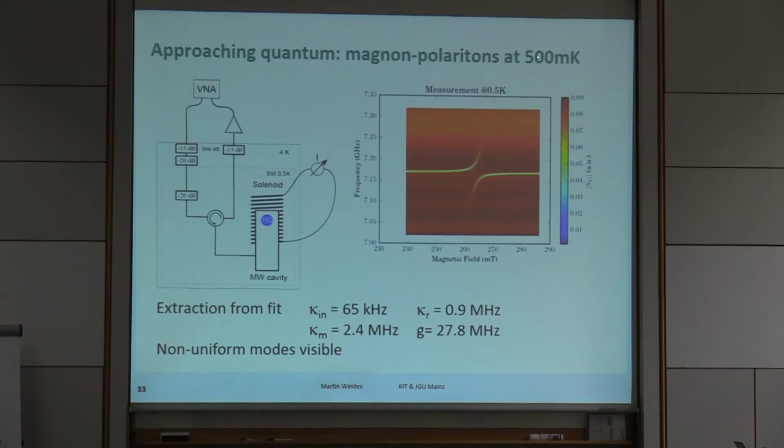In Karlsruhe, at 500 millikelvin in a solenoid system, there's again an avoided level crossing on resonance. We have a magnon line width at these temperatures of about 2.4 megahertz. There is a coupling strength of about 25 to 30 megahertz, and we also observe non-uniform modes in this circuit.